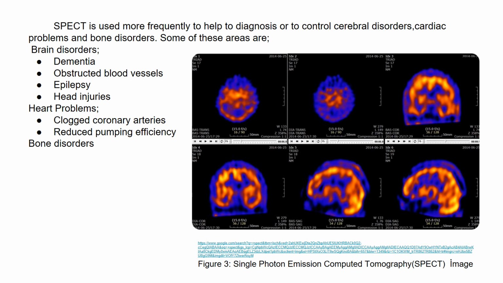SPECT is used more frequently to help to diagnose or to control cerebral disorders, cardiac problems, and bone disorders. Some of these areas are brain disorders like dementia, obstructed blood vessels, epilepsy, head injuries, and heart problems like clogged coronary arteries, reduced pumping efficiency, and bone disorders.